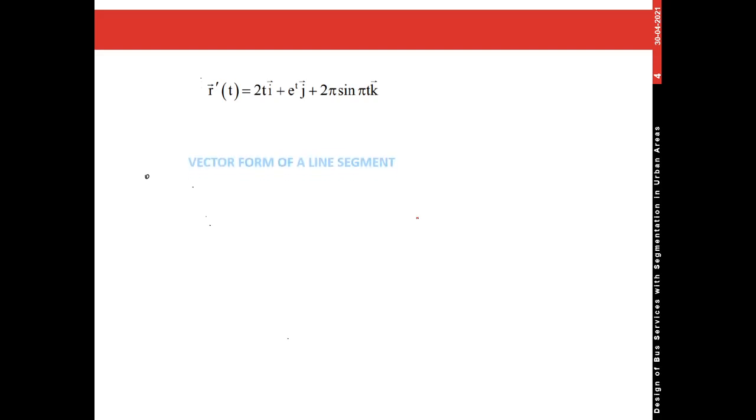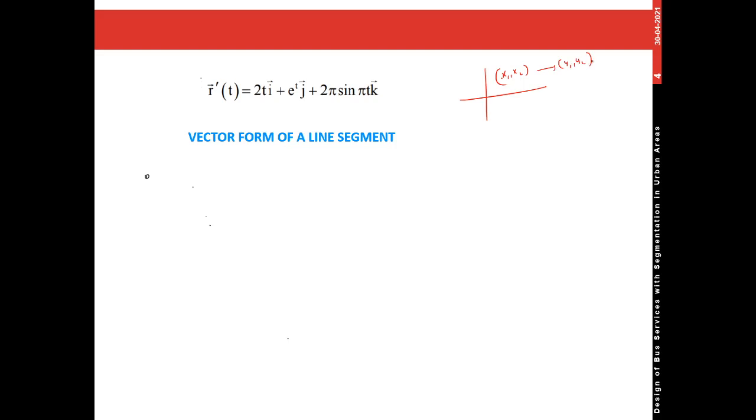Okay, right. Okay, now next is the vector form of a line segment. So you know what is the equation of a line segment joining 2 points, right? If x1, y1 and x2, y2, you know what is the equation of the line segment joining these 2 points, right? x minus x1 divided by x2 minus x1 equal to y minus y1 divided by y2 minus y1. So this is the line segment joining 2 points.